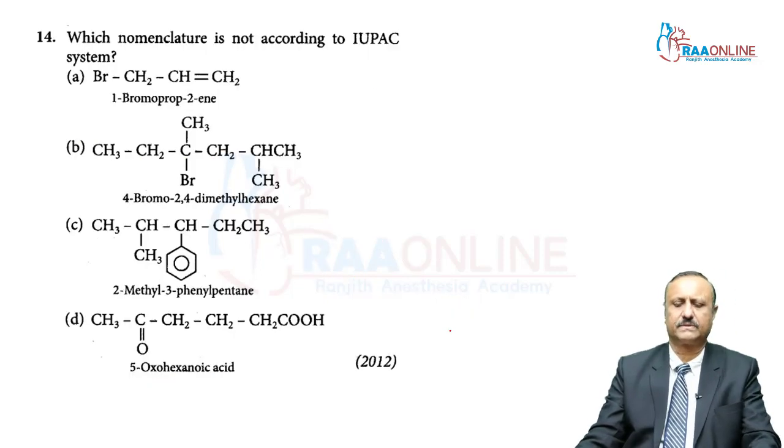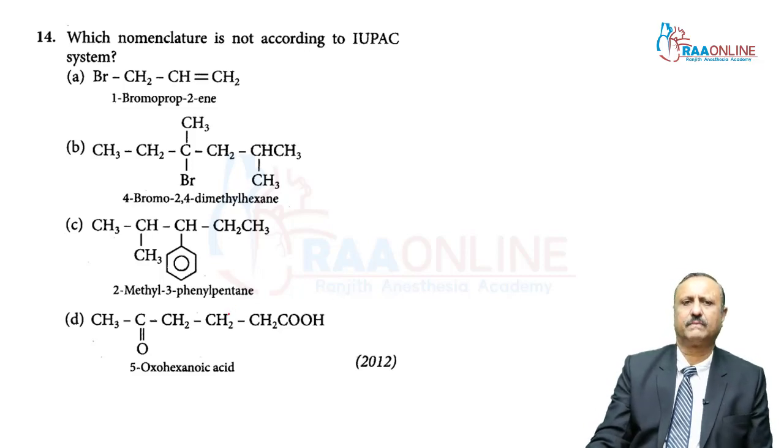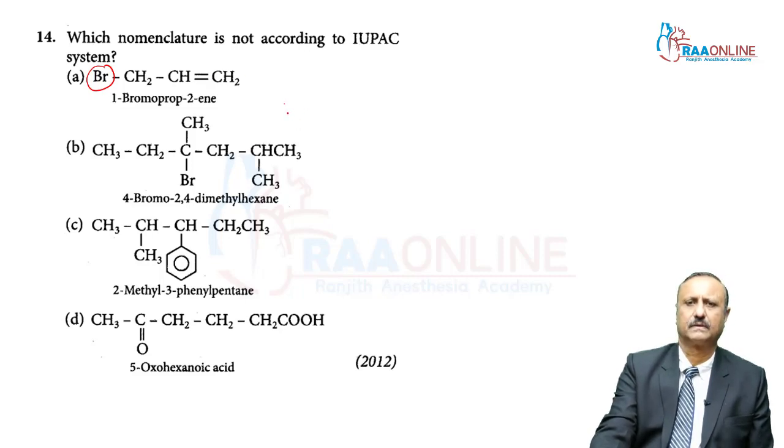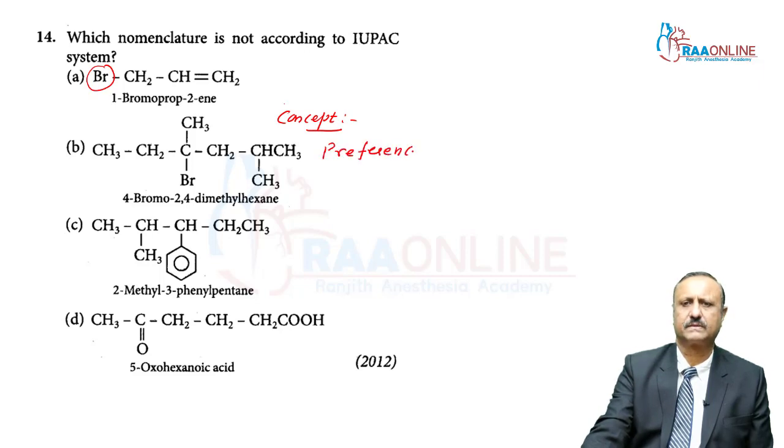Now, my dear students, we can see question number 14. Here in question number 14, which nomenclature is not according to the IUPAC system. Here you can see that a bromo and a double bond are present. My dear students, what is the concept? The concept is that preference is given according to this.